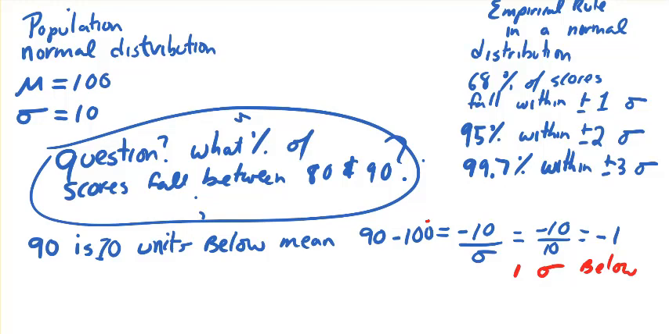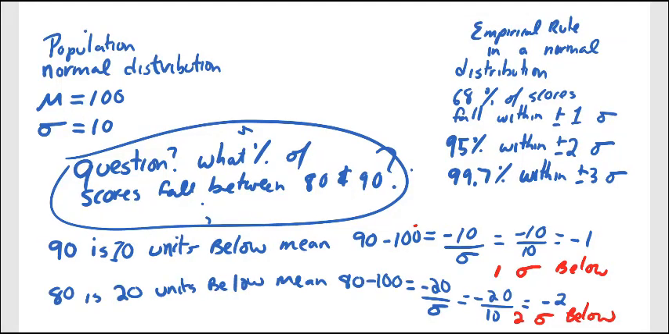So 90 is 1 standard deviation below, and I can do the same for 80. 80 is 20 units below because 80 minus 100 is minus 20. I divide by the standard deviation, which is 10, so minus 20 divided by 10 is negative 2, or 2 standard deviations below. So now that I've figured out how many standard deviations below the mean 90 and 80 are, then I can use my empirical rule over here to figure out what area would be between those two.